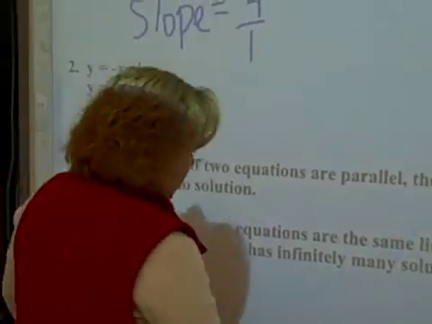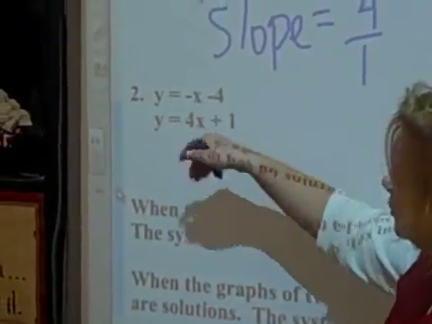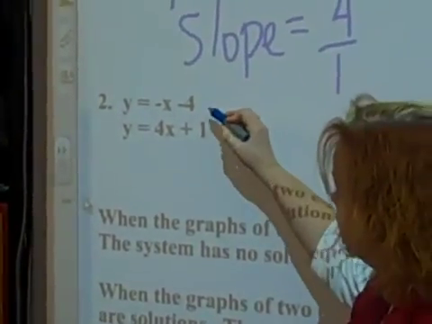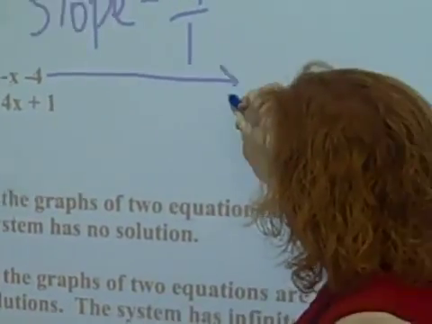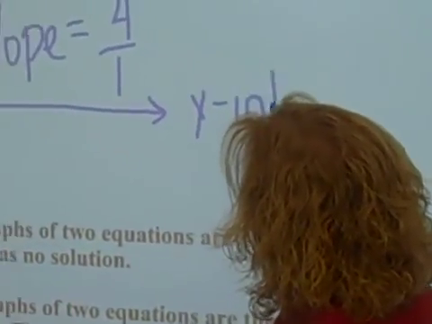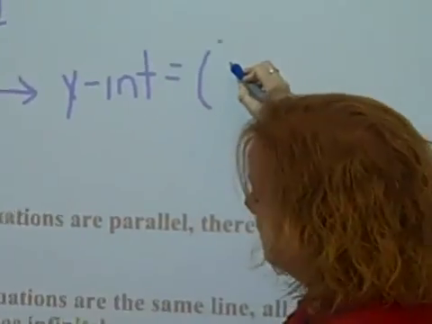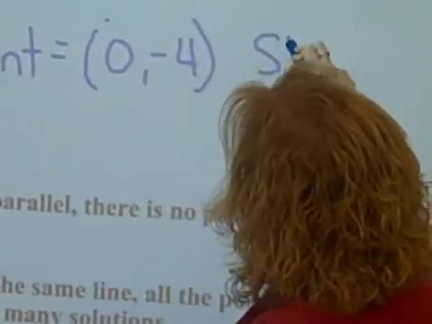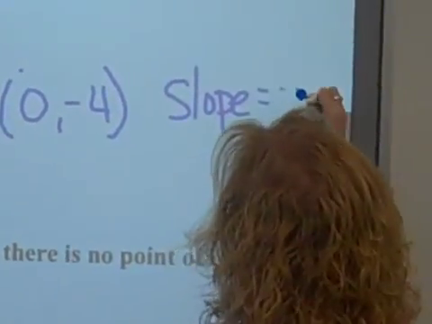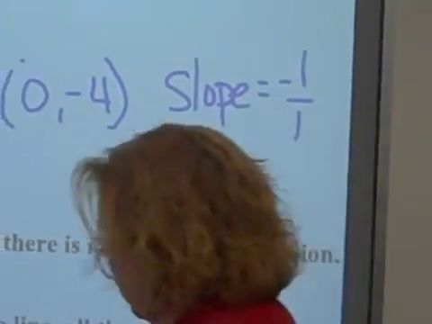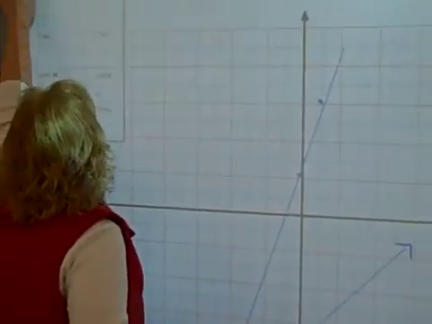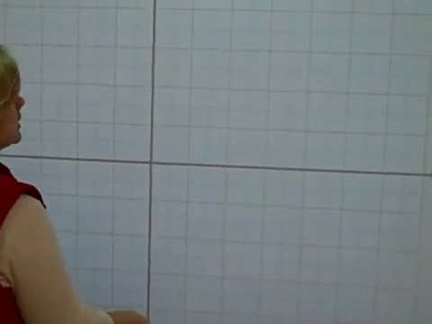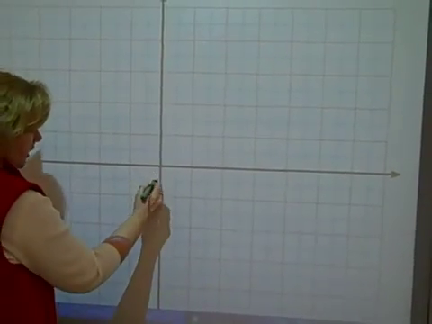On this one right here, again, check to make sure your equations are in slope-intercept form. In this case, they are. So for this one, my y-intercept is 0, -4. Good. And my slope is -1 over 1. Okay, I'm going to graph that one. Again, what was my y-intercept? 0, -4. So I mark 0, -4.